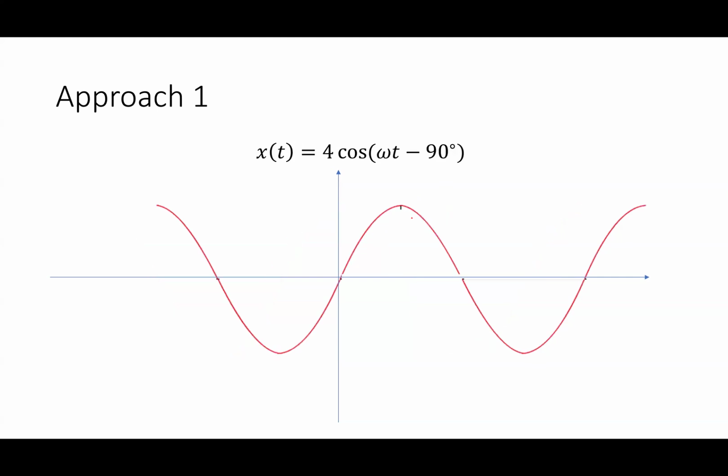Now here, all right, I've got 4 cosine omega t minus 90 degrees. What else does this look like it is? Let's look at this. Also looks like a sine wave, right? So one of the things I can see with this is, I can always make a relationship between cosine and sine. There's relatively easy ways for me to do that.